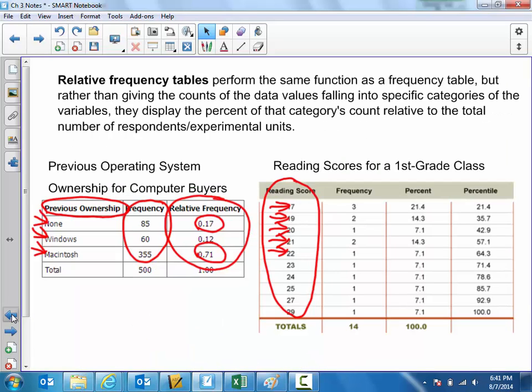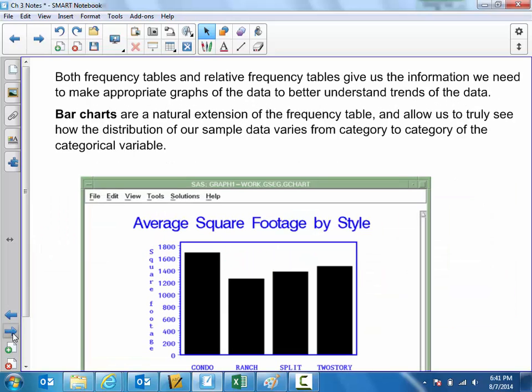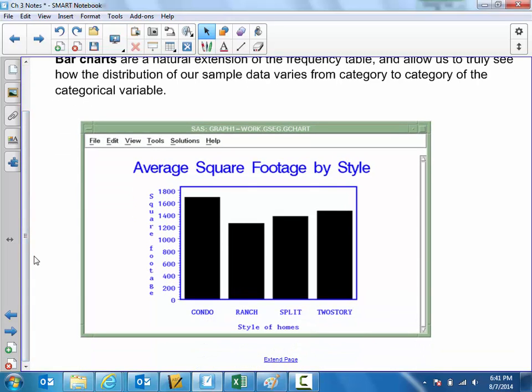All right. So last slide, we had a description of the data, but we didn't have any way to visualize the data as well. Well, one of the best tools you've got, and I think it's the easiest tool to design for qualitative data, is a bar chart. Let's check out what this bar chart's all about. This bar chart is average square footage by style for a variety of different homes.